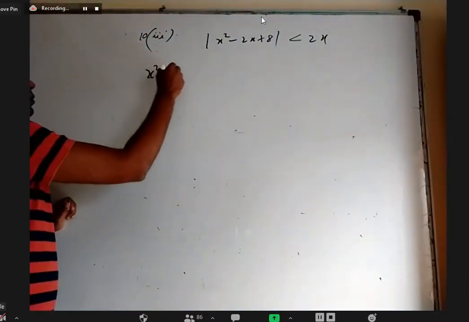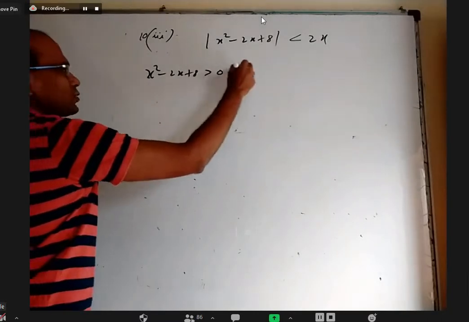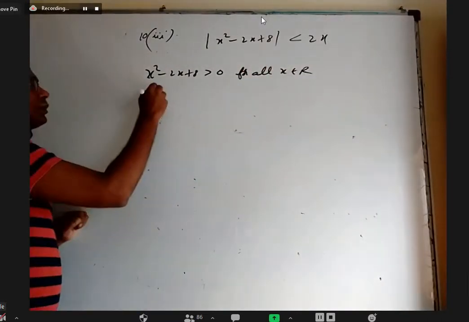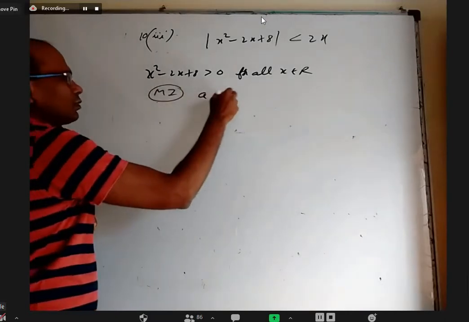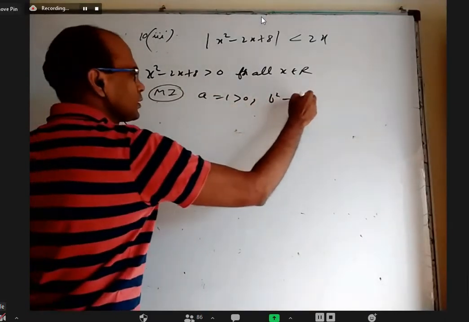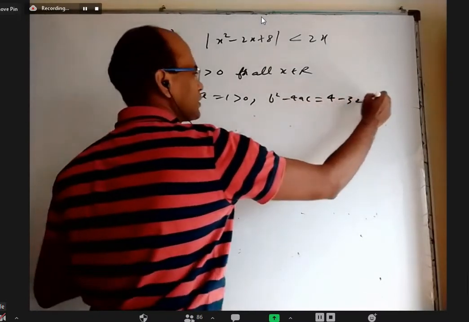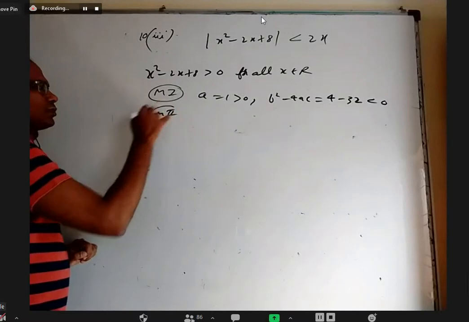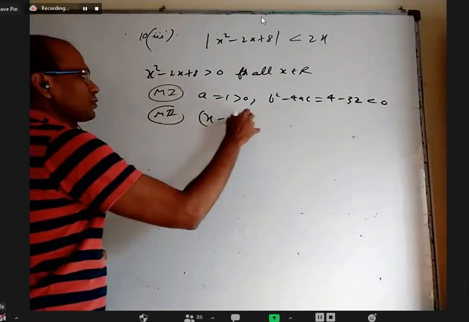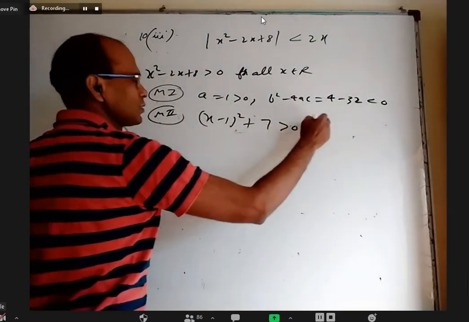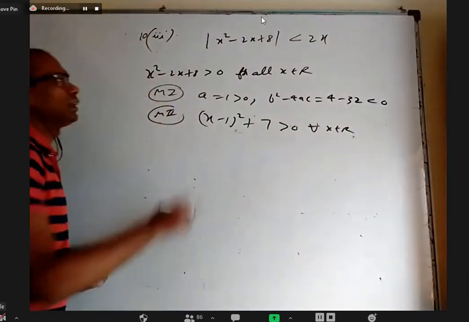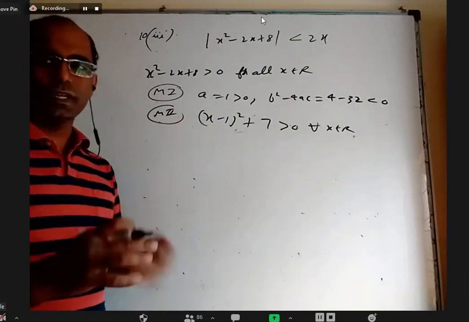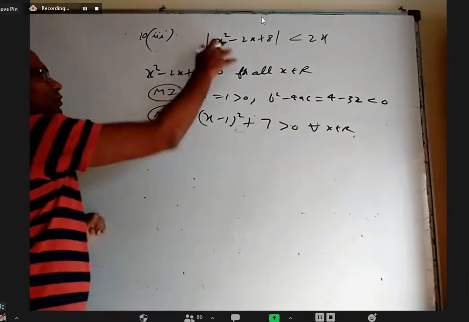x square minus 2x plus 8 is greater than 0 for all x belongs to R. How? Method 1: a equal to 1 is positive, and B square minus 4ac is 4 minus 32, which is less than 0. That's what makes it positive. Or method 2: when you write the perfect square, it will be x minus 1 whole square plus 7, which is greater than 0 for all x belongs to R. Whatever x is, this is positive. When the mod of something is positive, you can remove the mod symbol. If it is negative, you write minus of the inner expression. So this is positive now.